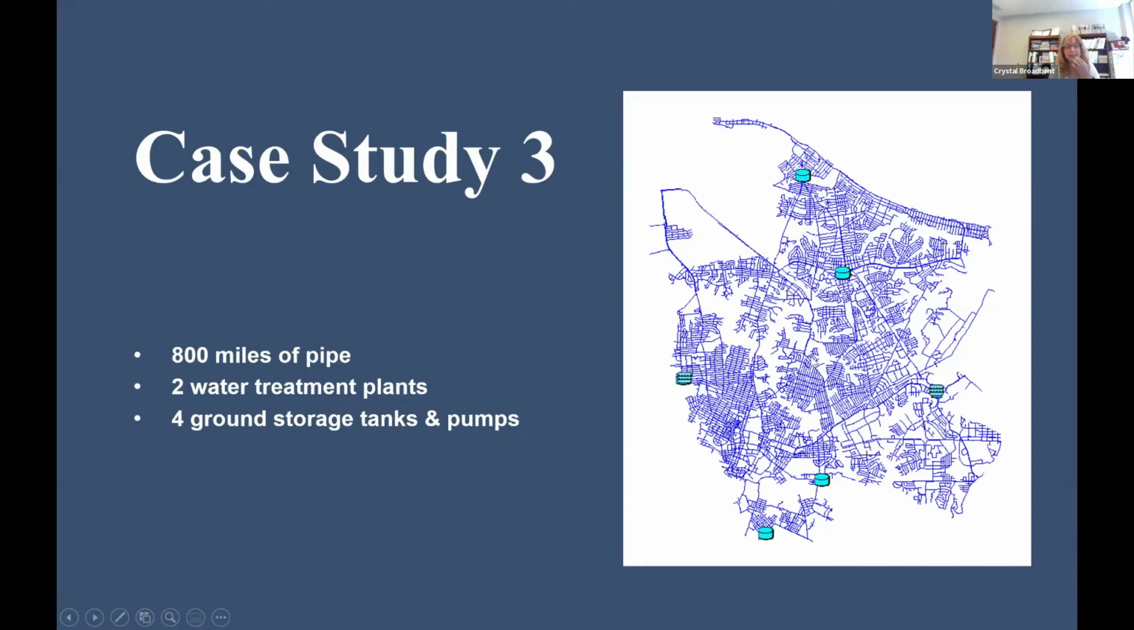This is our last case study, and I know I'm talking really fast. We have about 800 miles of pipe, 2 treatment plants, and 4 ground storage tanks. They're not elevated due to the location of this system. They fill the tanks up through a PSV, and then they pump them back out during peak day demands.